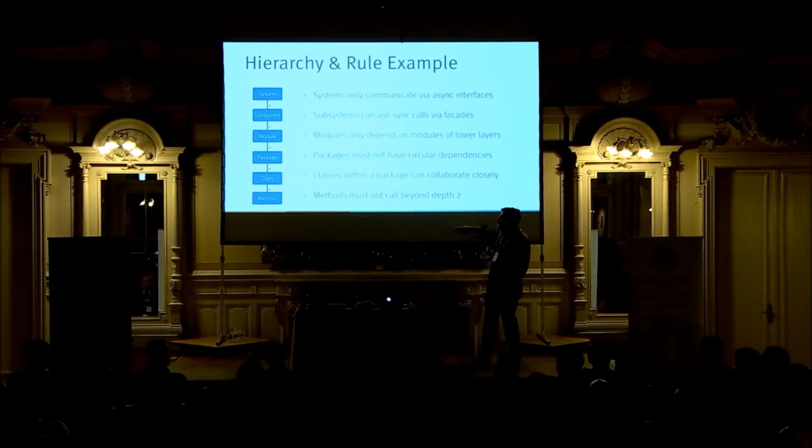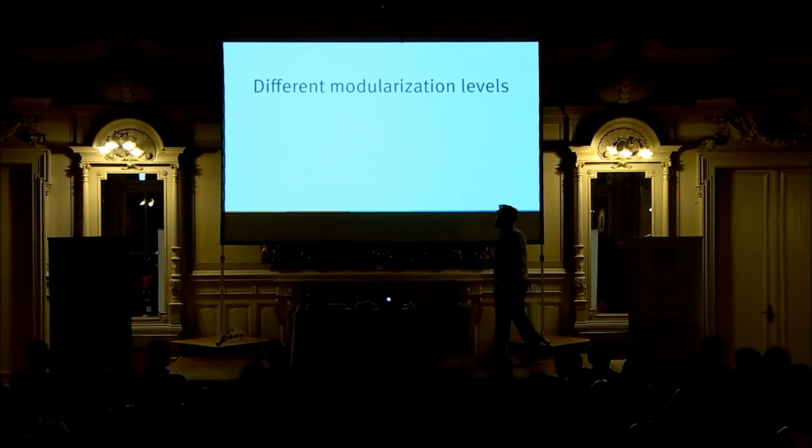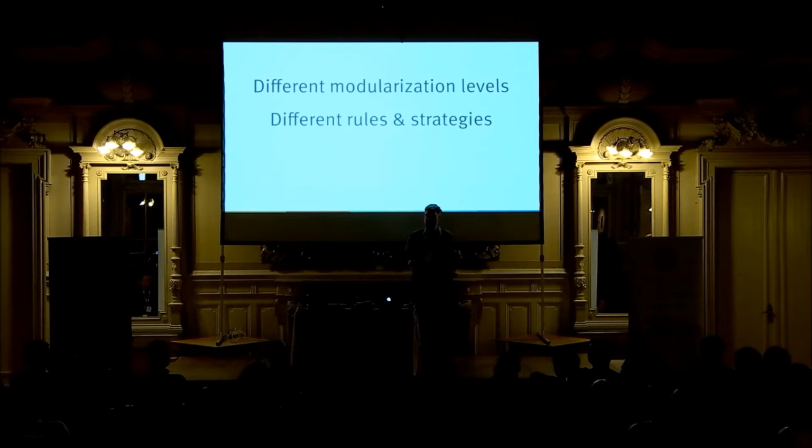And you can see that there are different levels of modularization, right? We cut things apart differently on the upper levels than we do at the lower levels. Things that are maybe methods in the same class have a much closer connection than classes in the same package, than classes in different packages, and so on and so on. Right? So if you look at that on different levels, then obviously there are different rules and strategies for doing that.